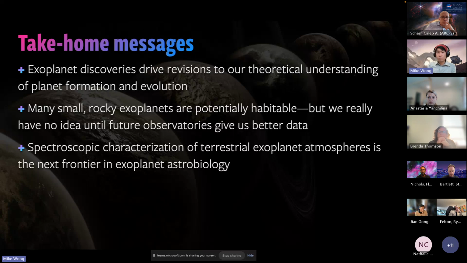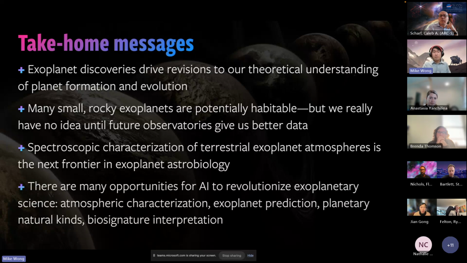Spectroscopic characterization of terrestrial exoplanet atmospheres is the next frontier in exoplanet astrobiology. And atmospheric composition will be our first clue about habitability and inhabitants. And then I think that there are many opportunities for AI to revolutionize exoplanetary science. I've mentioned a few here, but I'm sure collectively we'll be able to dream up many more.